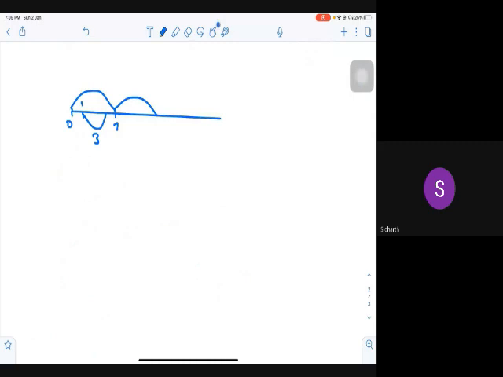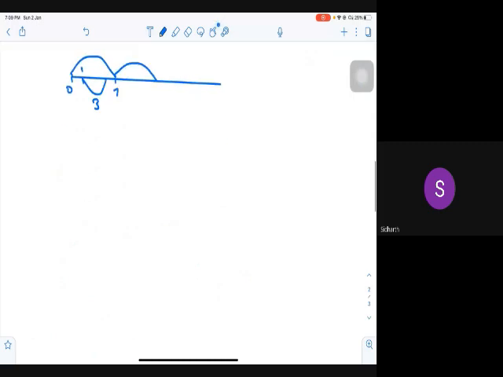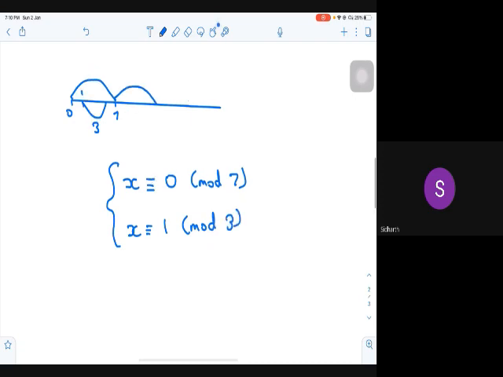So this is roughly the intuition, and mathematically what I would write this as is, suppose you want an integer solution to the system of congruences. So one is x is congruent to, say, 0 mod 7 and x is congruent to 1 mod 3. So this is basically what I've drawn above.